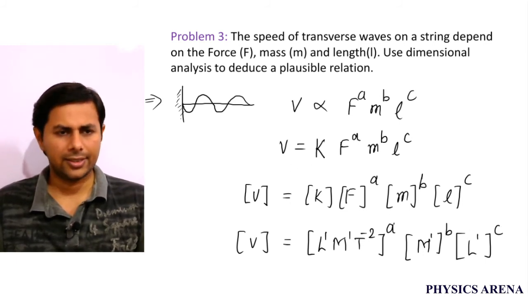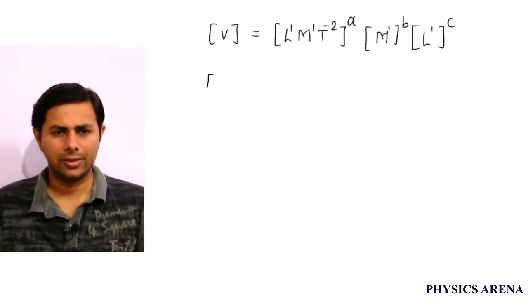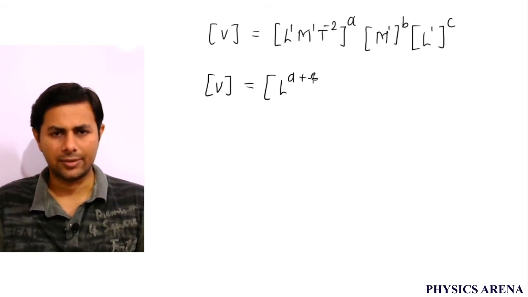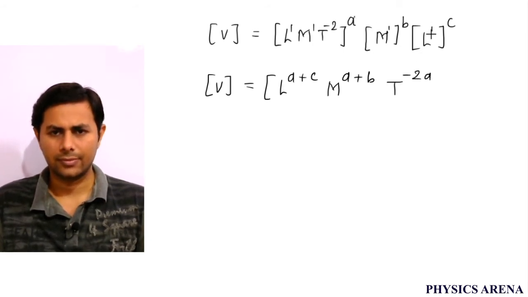So now let's take this term on the next page. So we have dimensions of V equals, on the right hand side, L raised to 1A multiplied by L raised to 1C, so it is L raised to A plus C. Then M raised to A multiplied by M raised to B, which is M raised to A plus B, and T raised to minus 2A, and that's it.